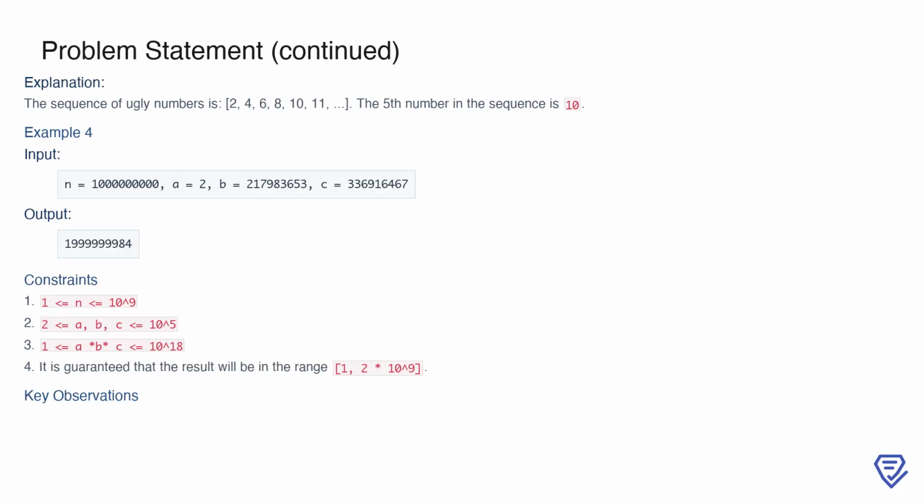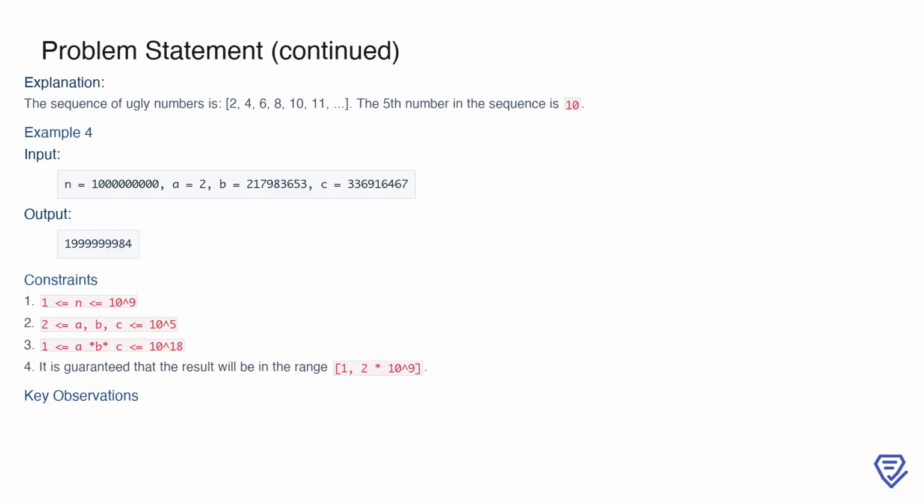In example 3, when n equals 5, a equals 2, b equals 11, and c equals 13, the sequence of ugly numbers begins as 2, 4, 6, 8, 10, 11. Notice that numbers like 22 and 26, which are divisible by multiple values, are included later in the sequence. Here, the fifth number is 10, so that's the result for this case.